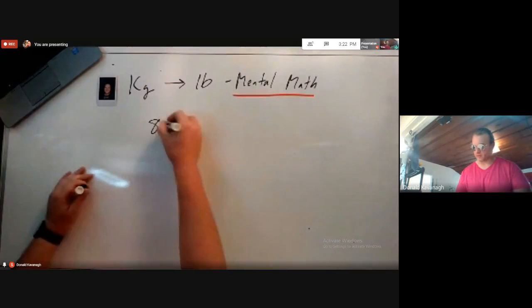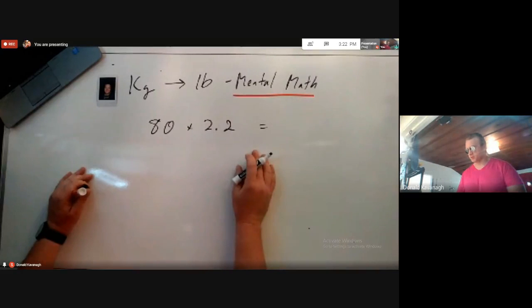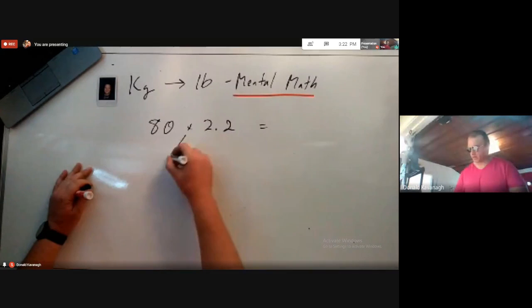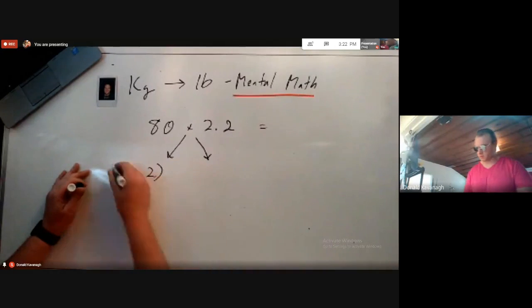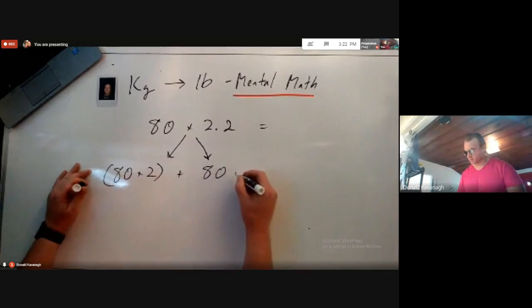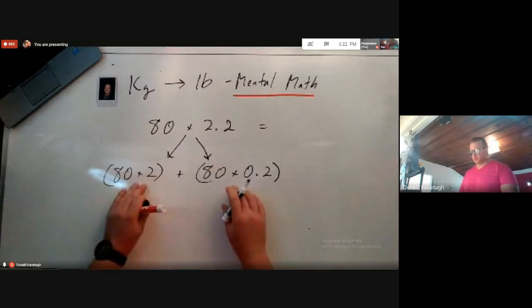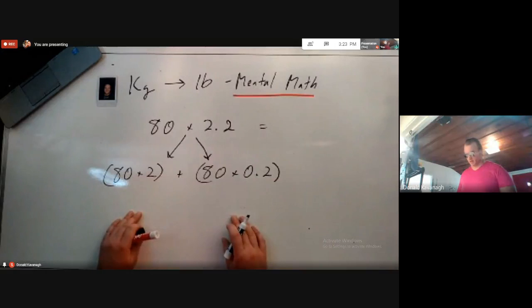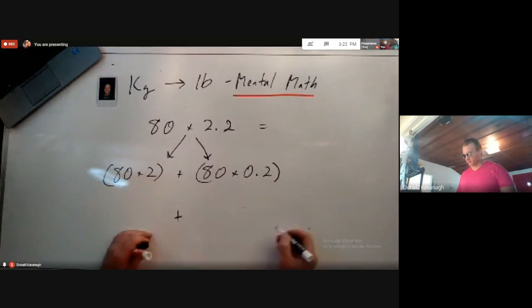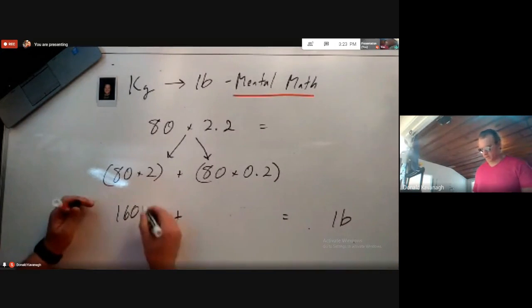In that scaffold, you're effectively doing 80 times 2.2. That can be broken down into two calculations: 80 times 2 plus 80 times 0.2. I do these calculations in my head and then sum their answers to get the conversion of kilograms to pounds. 80 times 2 is 160. I'm not going to discuss that.